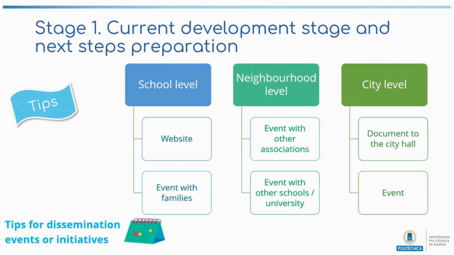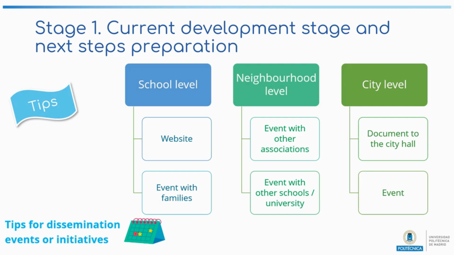At a school level, you can think of presenting the product in the website or calling the families to come for a special event. If the scope also includes a neighborhood, then you can call the local associations and other schools, or maybe the closest university for an event. And finally, if you want to connect the students with the district or the city hall, you may want to prepare a product to send them, or to present it orally to them, or even inviting them to come to your school.